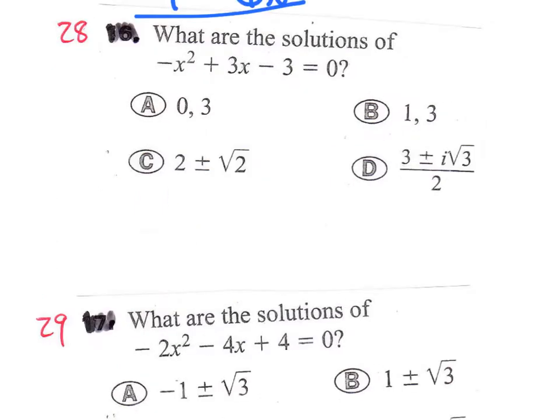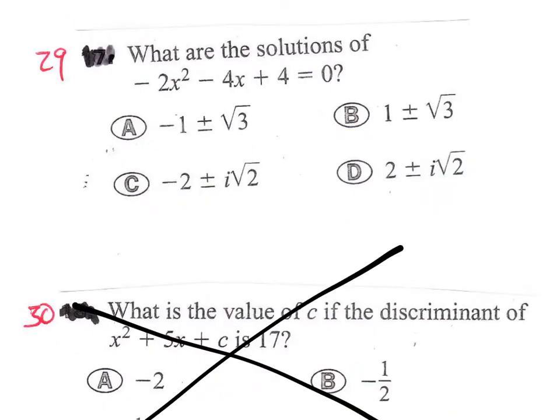Number 28, what are the solutions for negative x squared plus 3x minus 3 equals 0? I would factor that out if I were you, okay? But again, by factoring it out, put it in a couple sets, equals 0. Take that route there.